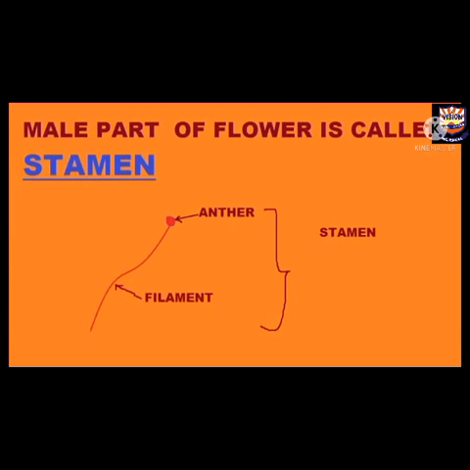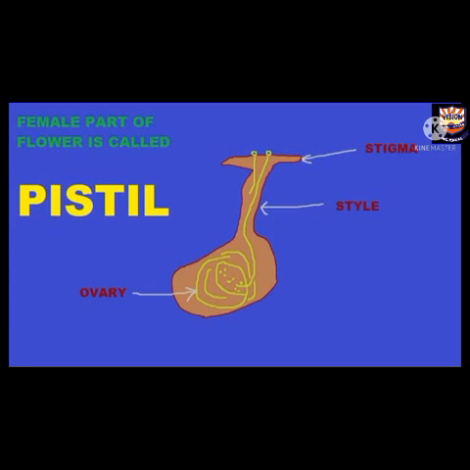This is the diagram of a male reproductive organ. Above the top of the pollen grain there is the anther, and right below this is the stalk, which is called the filament. Whereas the female part of the flower is called the carpel or pistil, and they produce gametes called ovules inside an ovary.